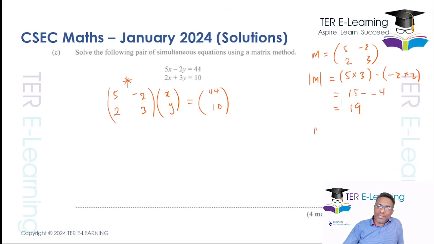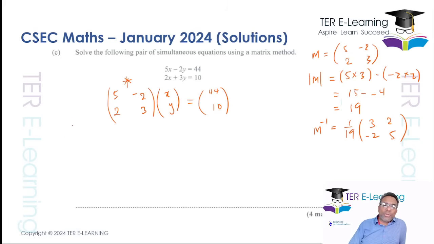So the inverse of this matrix is given by 1 over 19, and you have to multiply it by the determinant, sorry, the adjoint of the matrix, right? And this is going to be 3 here, this is going to be 5 here, this is going to be 2, and this is going to be minus 2. So that's your inverse of the matrix, right?